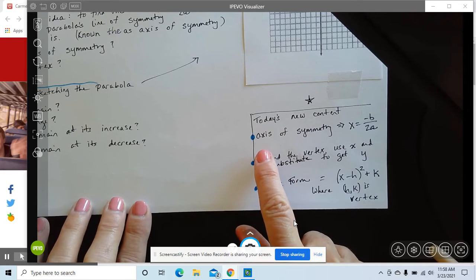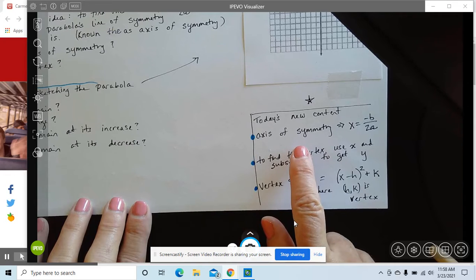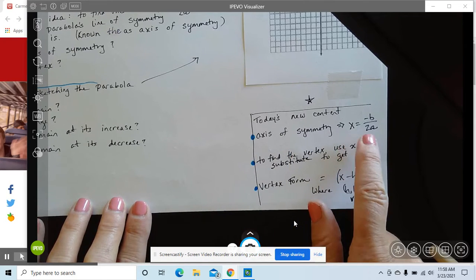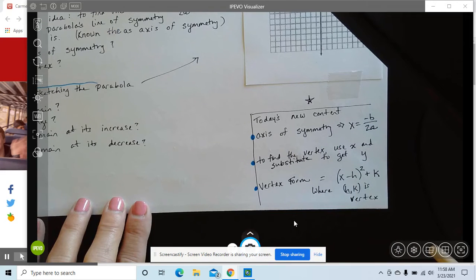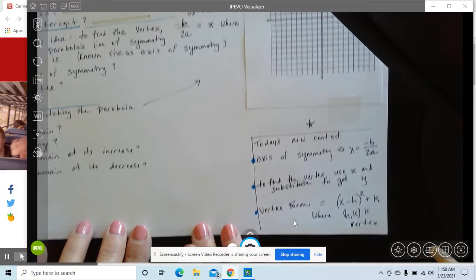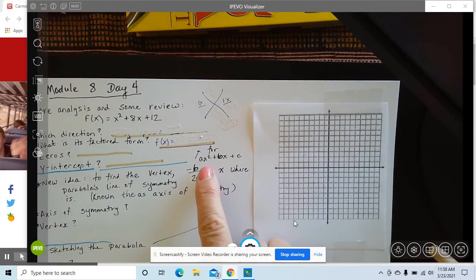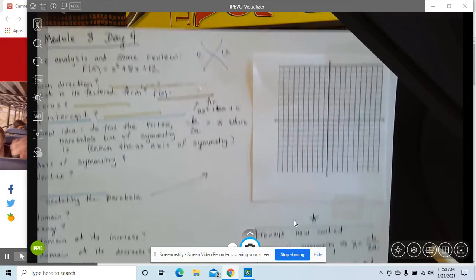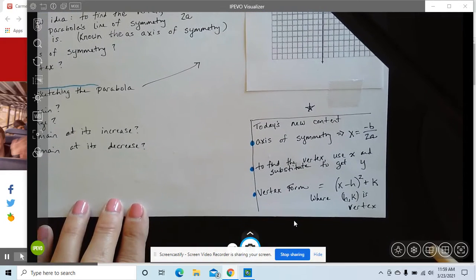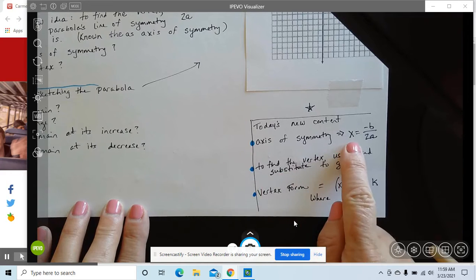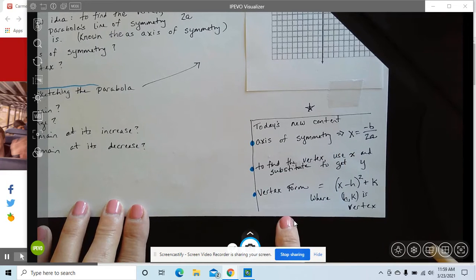You're going to be finding the equation for what's called the axis of symmetry of the parabola, which is the line down the middle. And that formula is x equals negative b divided by 2 times a. And this comes from the same setup when we use ax squared plus bx plus c, the standard form of a quadratic.